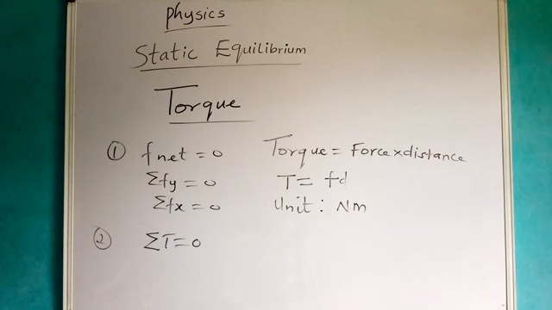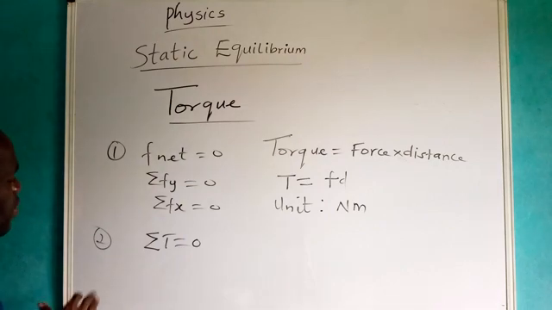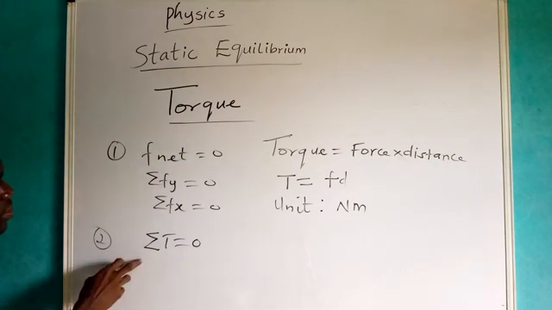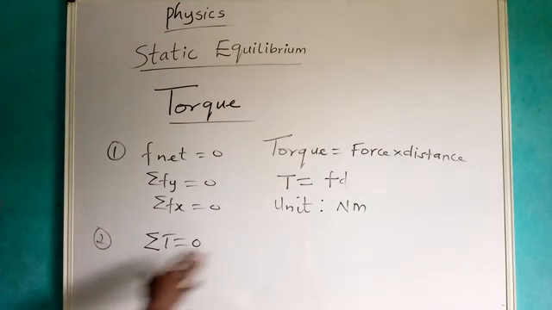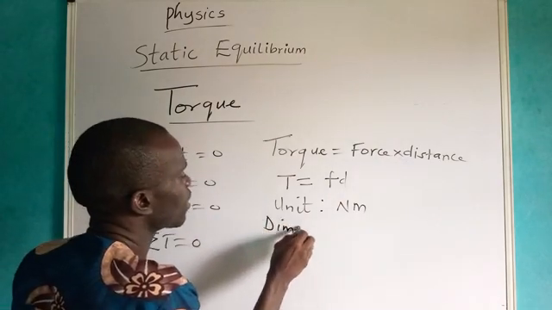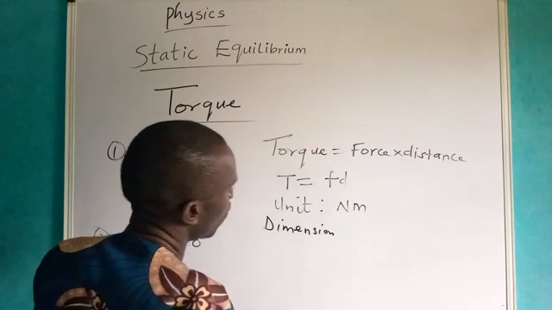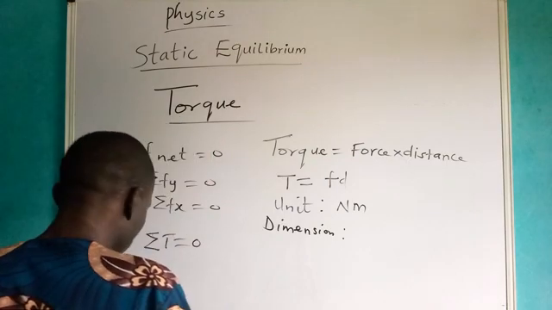Please don't forget I said earlier that the second condition will be considered under this discussion. Not that we will not focus on the first one. There are some areas where we are going to apply the first one, but the second will be used in most cases. Now, we are able to determine the unit. We can also determine the dimension for torque. It means that torque has a dimension. From the formula we can determine the dimension.